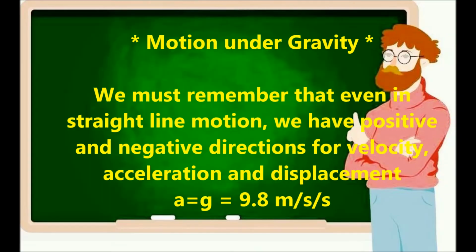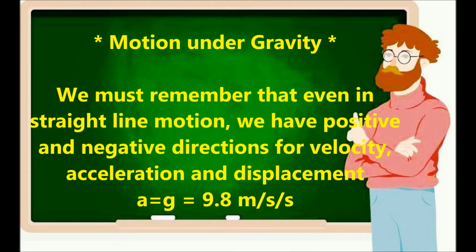Now we have motion under gravity. We must remember that even in straight line motion we have positive and negative directions for velocity, acceleration and displacement. So if you take right hand side as positive and left hand side as negative, or upwards as positive and downwards as negative.